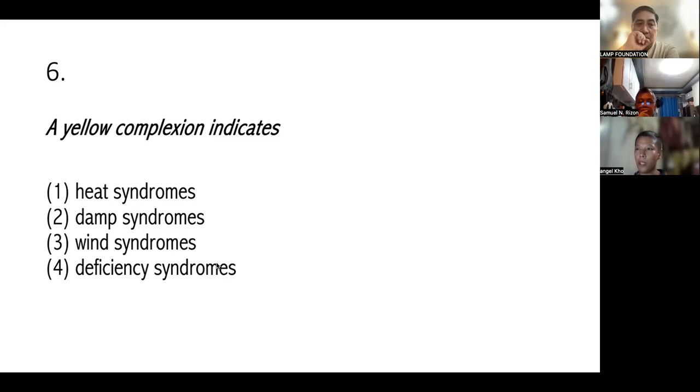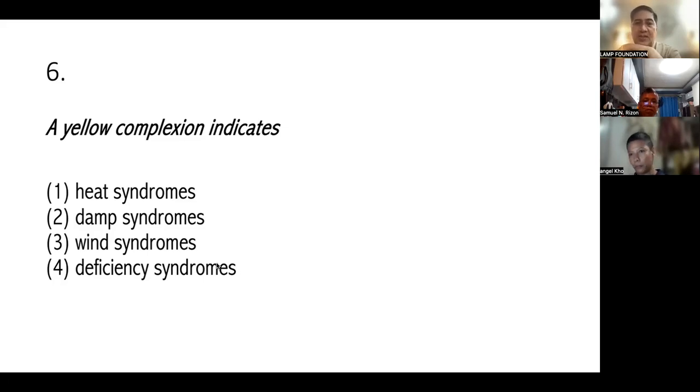Down syndrome and deficiency syndrome po. Kasi kapag yung number 1 po, heat syndrome, red po yan. Okay. Ito namang wind syndrome po, Doc, hindi rin siya. So, ang yellow po kasi, so kung Down syndrome, ibig sabihin may problem po siya sa spleen. So, yellow complexion po siya. Ngayon, kung deficiency syndrome naman, bakit naging dilaw? Baka po blood deficiency siya, Doc.